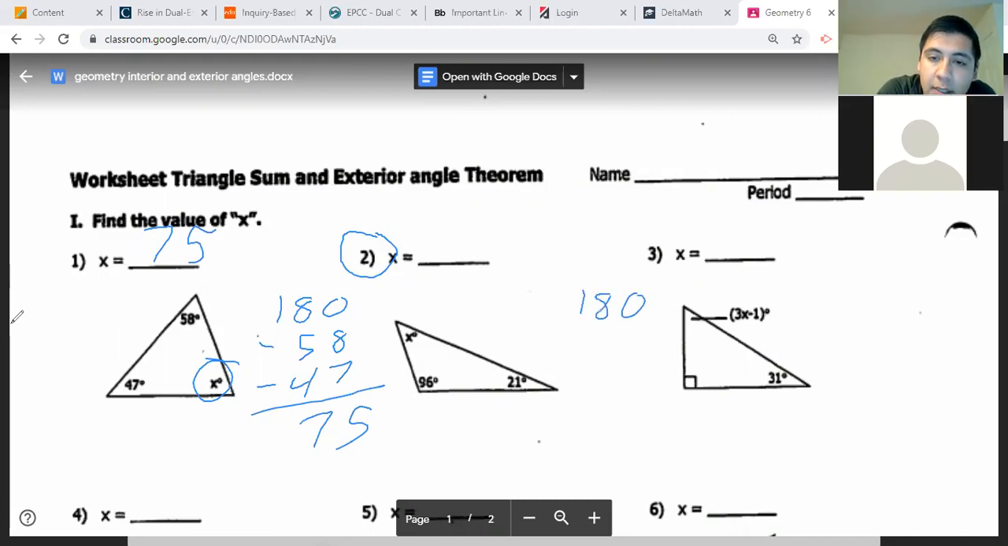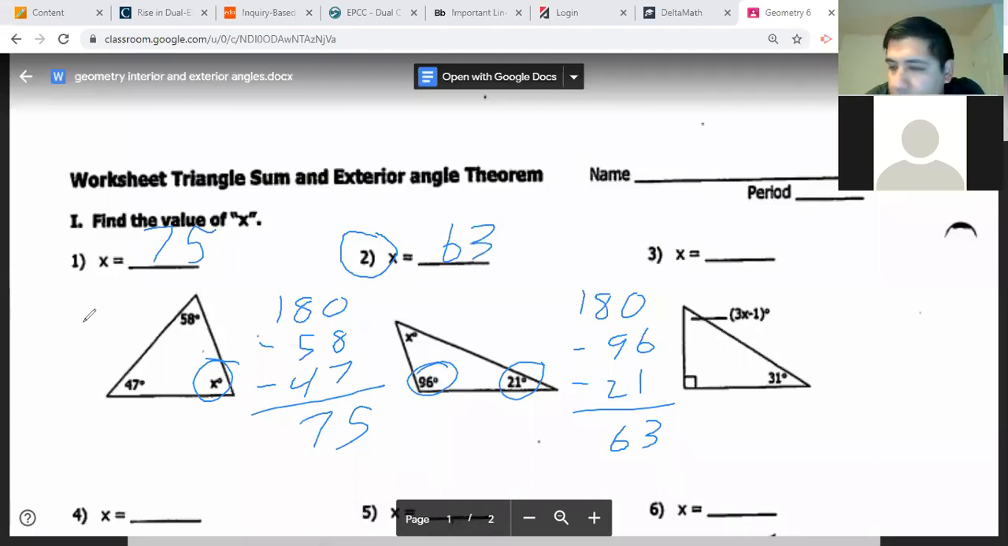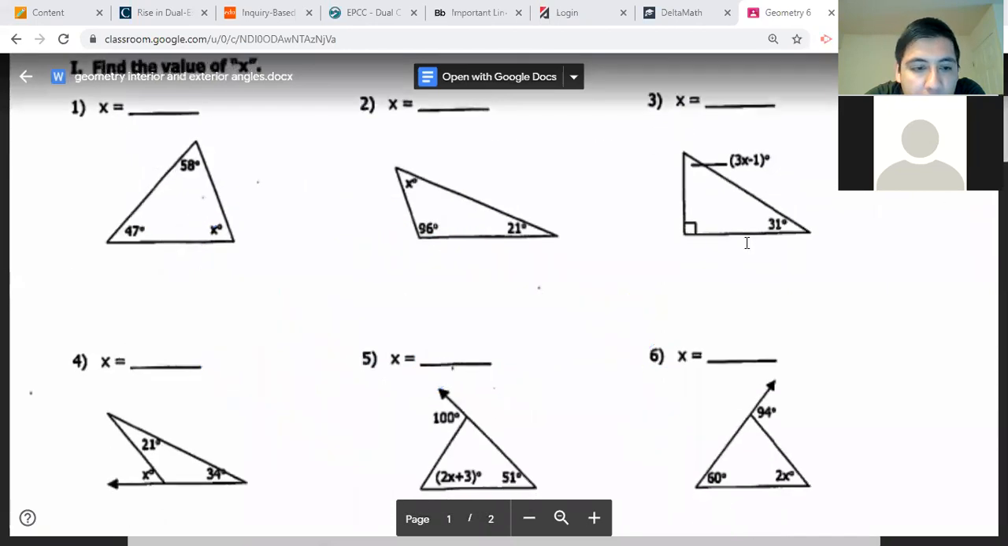If we subtract, hold on. Let's see. Those two angles, 96 and 21, we'll be able to find the last one. 63. I'm trusting you here, Lejean, because I'm actually not sure. It's 63. Okay. All right. So not too difficult, right?